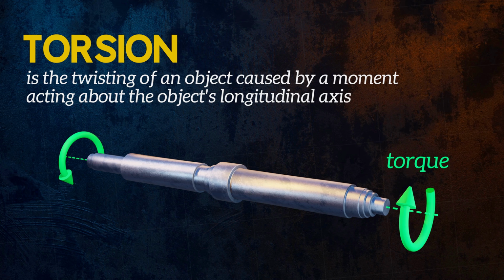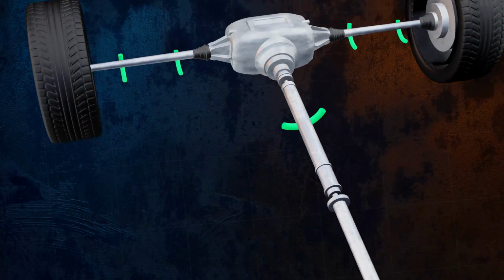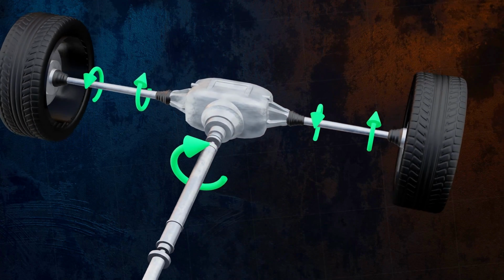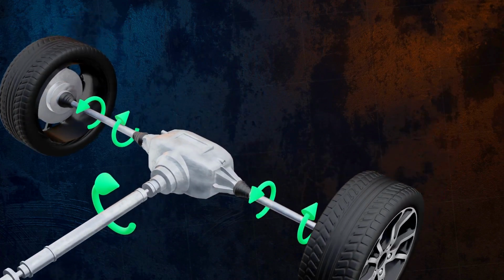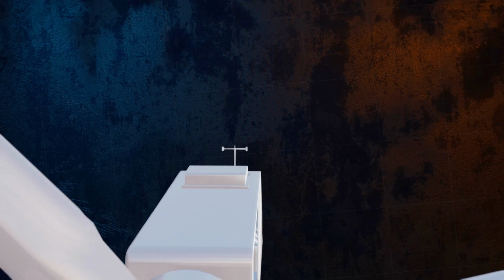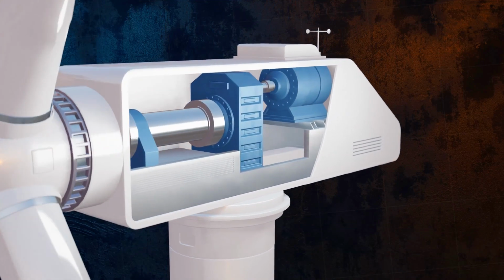A common example of an object subjected to torsion is the transmission shaft, which is used to transmit power by rotation. This could be the drive shaft and axles, used to transmit power from the engine of a car to the wheels, for example, or the shafts used to transmit power from the blades of a wind turbine to its generators.